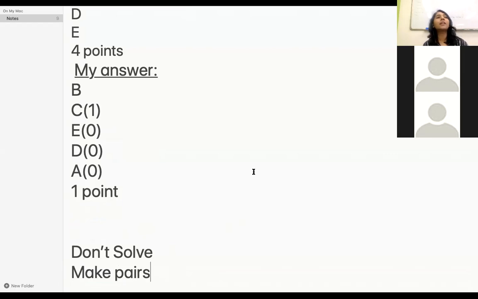So if you're looking at a score of 7, then your aim is to get at least one correct pair by the time you get out of your exam hall. Don't worry about finding the right solution or putting them in order, but your job is to make pairs for this question type. Okay, let me know if you get stuck or if you have a doubt here. All right.